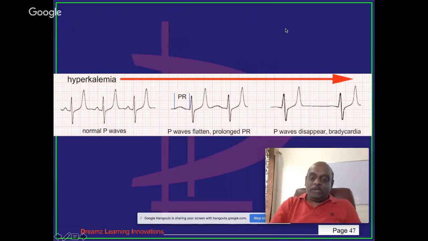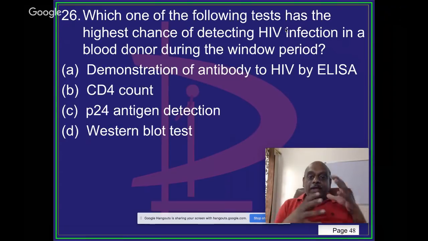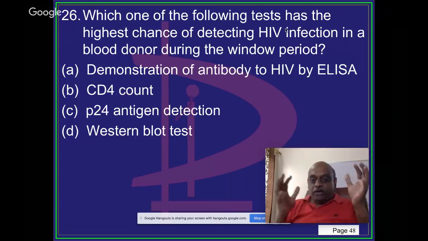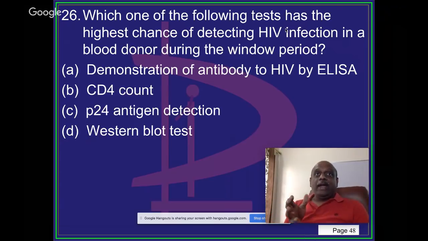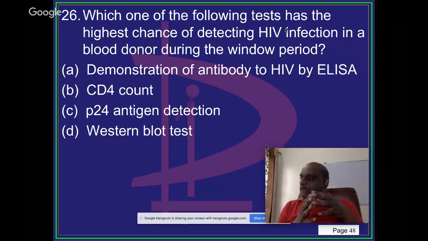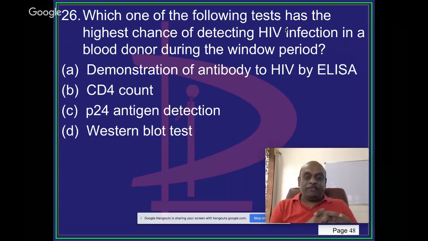Now, doc, which of the tests has great utility, especially in the window period of HIV, which extends sometimes for a few years between seropositivity and the appearance of symptoms of infection? Yes. Ravi proposes P24. Gulam Bhatt says CD4 count. Excellent. Prajakta, Ravi, everybody, very good.